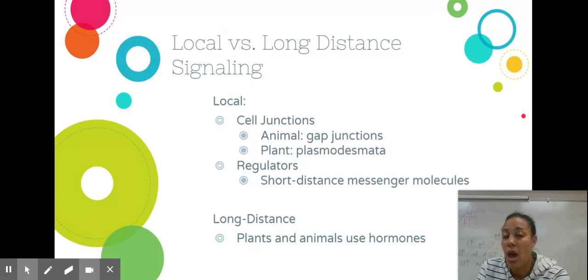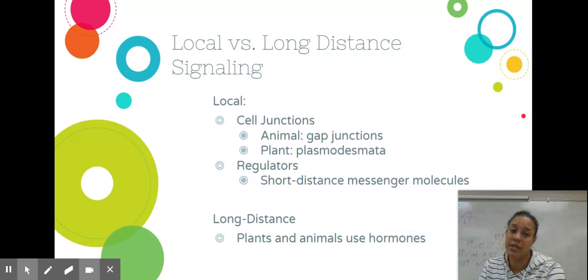So remember our cell organelles that we talked about. Animal cells can have their local or neighboring cell communication happen through gap junctions. Our plant cells have specific communication pieces called the plasmodesmata, right? So those are going to be very similar to each other, but one in plant and one in animal. We can have short distance messenger molecules, so they may not be directly in contact with each other, like the gap junctions and the plasmodesmata. They might have just a little bit of space between each other.